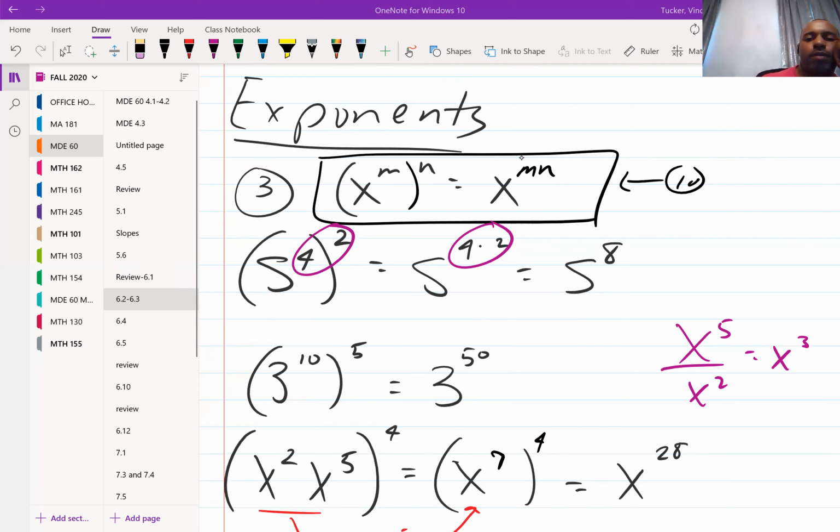All right, so here we have s to the 4 raised to the second power. Whenever you have a power raised to another power, you're going to multiply your exponent, so that'd be s to the 8th. Here we have 3 to the 10th raised to the 5th power. Multiply your exponents, 3 to the 50th.